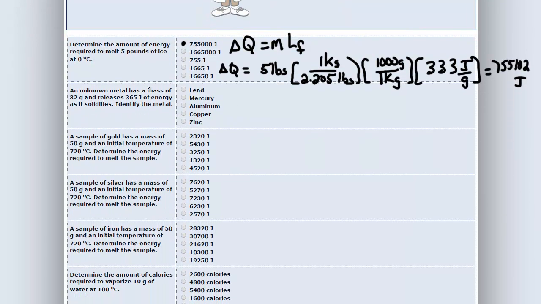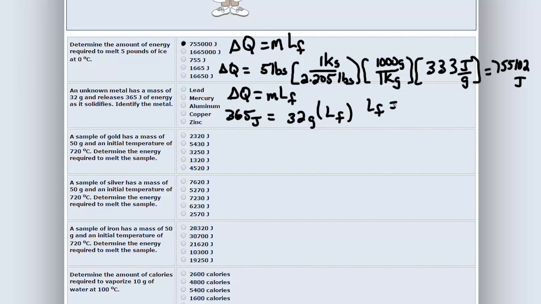Okay, an unknown metal has a mass of 32 grams and releases 365 joules of energy. Identify the metal. Well, as it solidifies, we're going to go through the latent heat of fusion. So we have delta Q equals mL sub F. Our amount of energy released is 365 joules, and the mass is 32 grams. And so the latent heat of fusion, we just have to solve for that. So we're going to get 365 divided by 32, and we get 11.4 joules per gram.